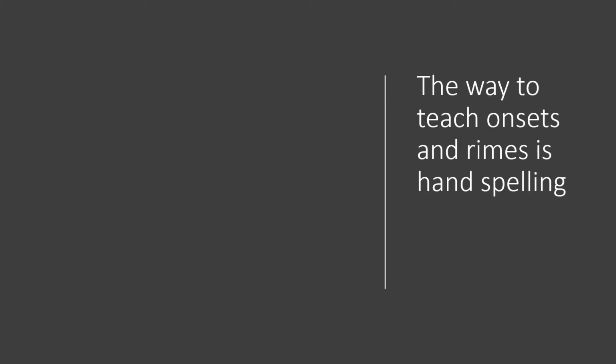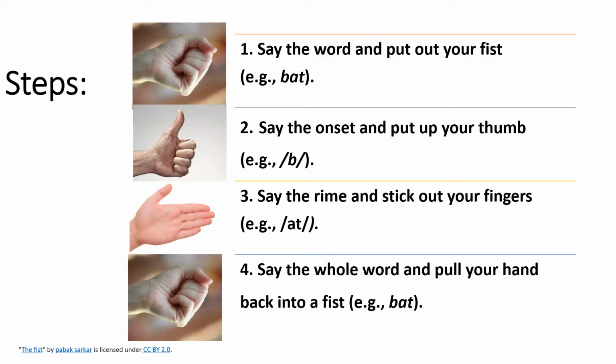The way to teach onsets and rhymes is hand spelling. Here are the steps for hand spelling. Number 1, say the word and put out your fist. For example, bat. Number 2, say the onset and put out your thumb. For example, b. Number 3, say the rhyme and stick out your fingers. For example, at. And number 4, say the whole word and pull your hand back into a fist. For example, bat.